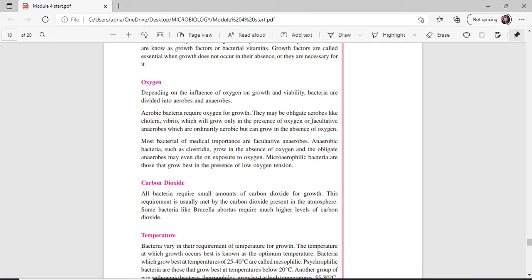Okay, the term facultative, okay, you have here obligate, okay, obligado gid nga aerobic bacteria, it needs gid oxygen para mabuhi. Okay, then your facultative aerobes, they require oxygen to grow, originally. Pero kung wala man oxygen, okay, they will still grow. Okay, gets nyo? It's either may oxygen or wala oxygen, they will grow. Okay, most bacteria of your medical importance are facultative aerobes. Okay, anaerobic bacteria such as your Clostridia grow in the absence of oxygen and are obligate anaerobes.